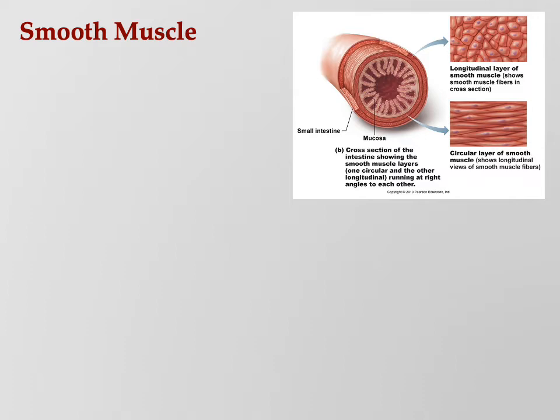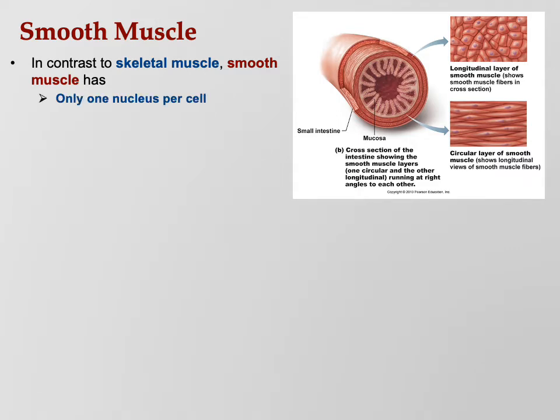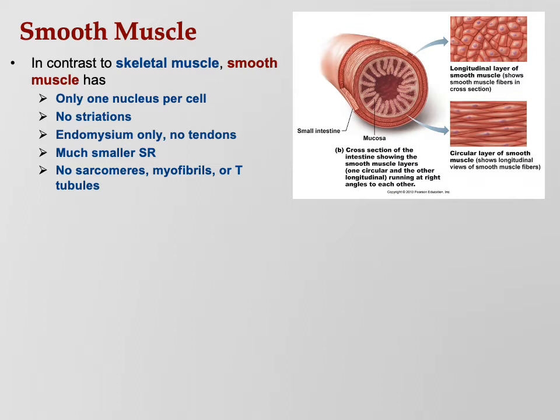So smooth muscle, in contrast to skeletal muscle, has only one nucleus per cell. It's not multinucleated. Remember, the skeletal muscles were formed from a bunch of myoblasts that all fused together. Not so with smooth muscle. No striations, so you don't have those overlapping thick and thin filaments to create the striations. There's endomysium only, no tendons with smooth muscle. It has a much smaller sarcoplasmic reticulum, remember, which is where calcium is stored. And it has no sarcomeres, no myofibrils, no T-tubules. So it doesn't work that way at all.